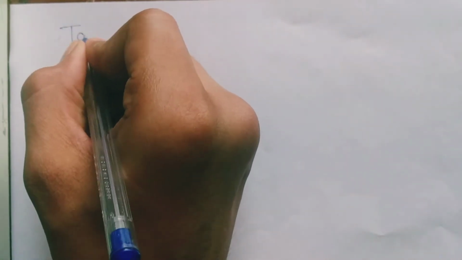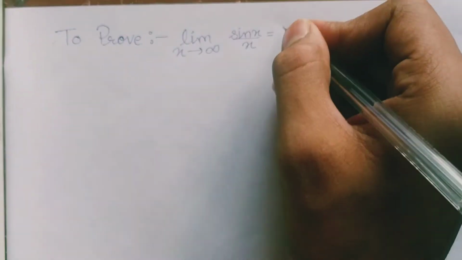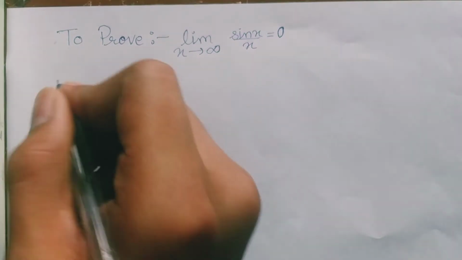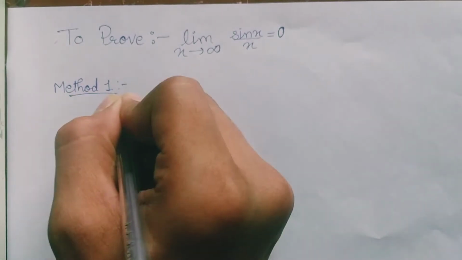Hello guys, today we will prove this limit: as x tends to infinity, sin x by x tends to 0. We will do it by the squeeze theorem and the epsilon delta definition. So let us first start with the squeeze theorem.